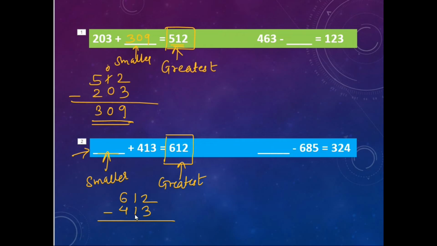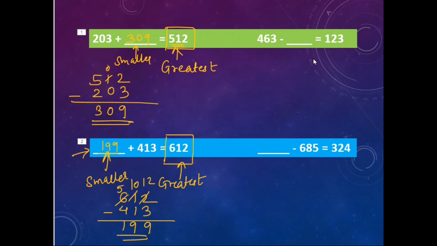So 612 minus 413. Again, because you can't take away, you will borrow here. From here also you need to borrow, because from 0 you can't take away 1. So 12 minus 3 is 9, 10 minus 1 is 9, and 5 minus 4 is 1. So the answer here is 199. Now let's take the subtraction examples.